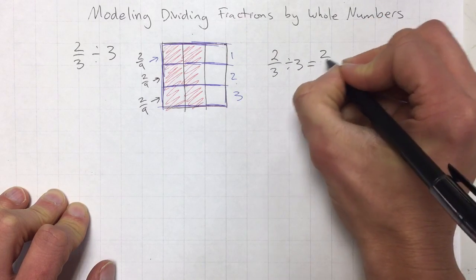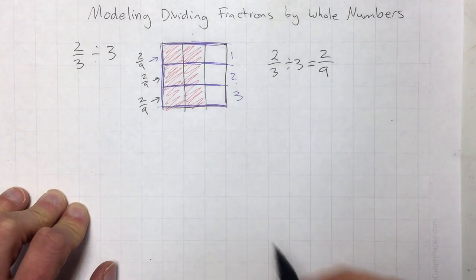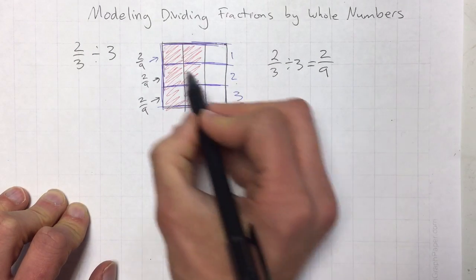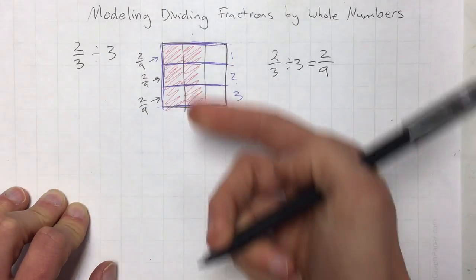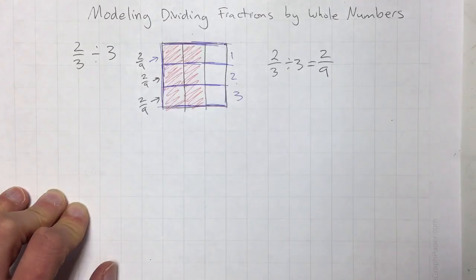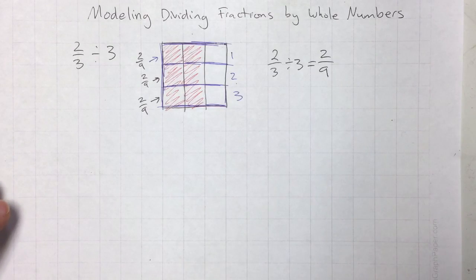So this is showing us here that 2/3 divided by 3 would equal 2/9. And all we did was draw the fraction of 2/3, and then going the other direction, we drew 3 lines to indicate that we're dividing by 3, and then we looked at the value under each of those lines. Let me show you one more quick example of this.